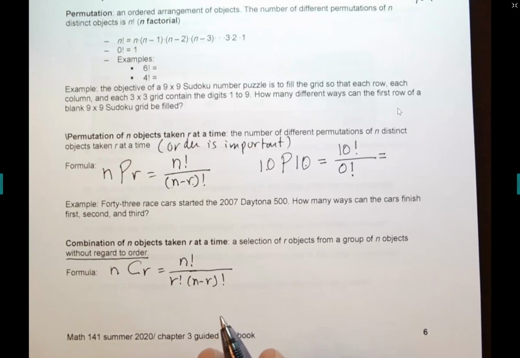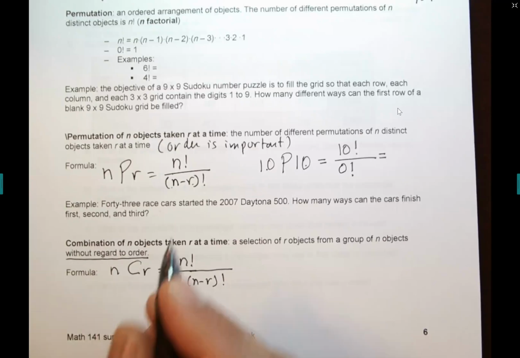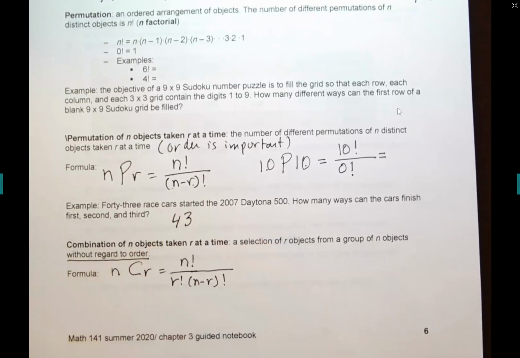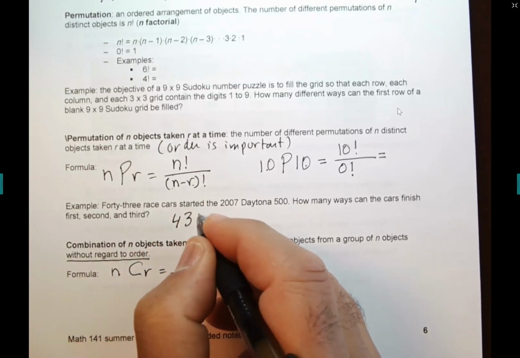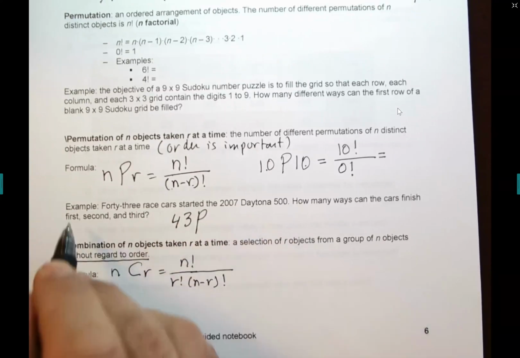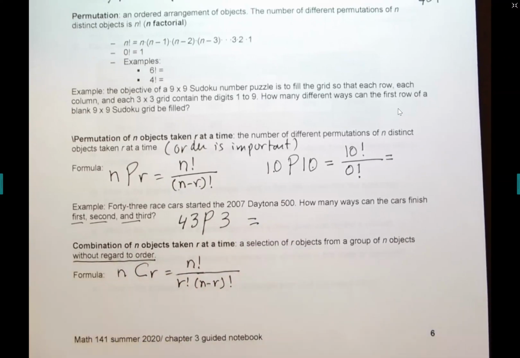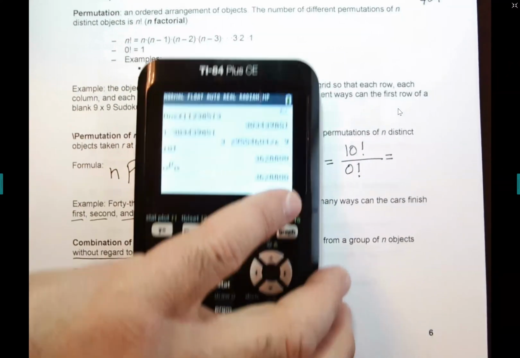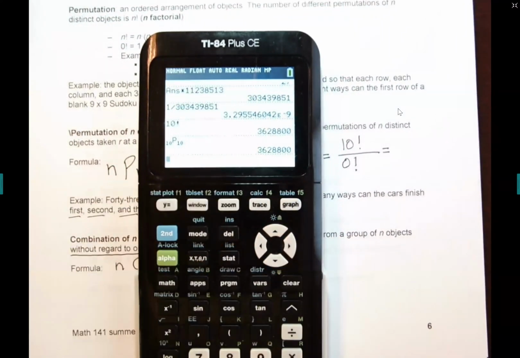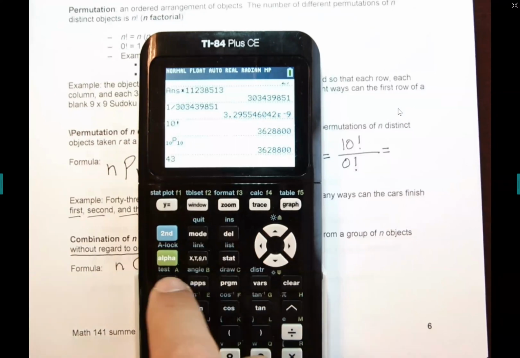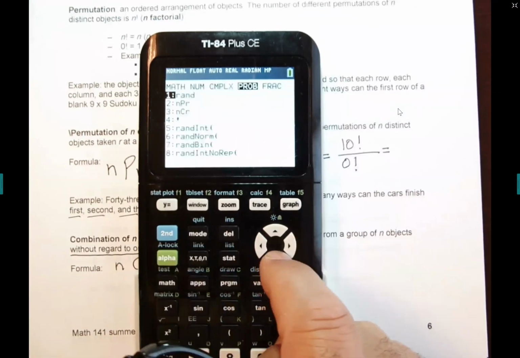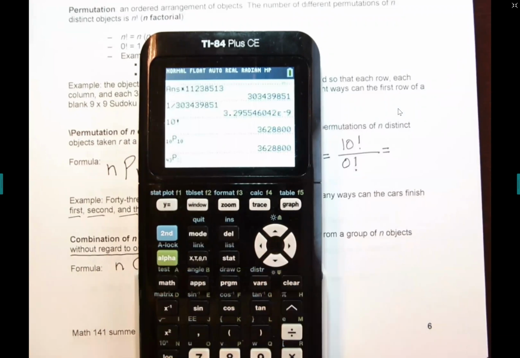So it's a yes. Once you see a yes, then it's not a C, it's a P. Okay, we have 43 race cars, so 43 is the number to start with. Instead of C, you have to put P because the order is important. And I have 3 places here, so it will be 3. Let's do the answer. You put 43 to begin with. Math, probability, nPr, and then 3, and get the answer. 74,046 ways.